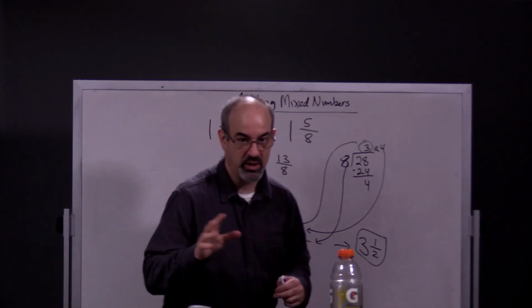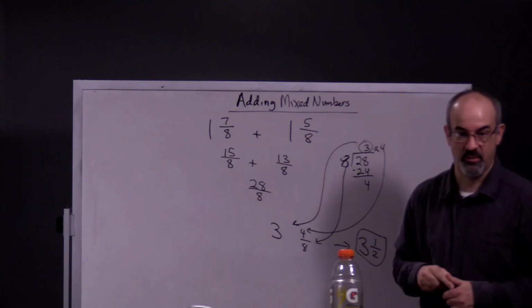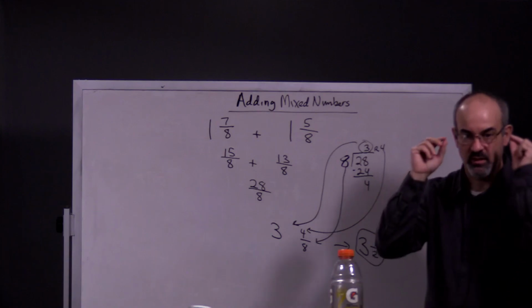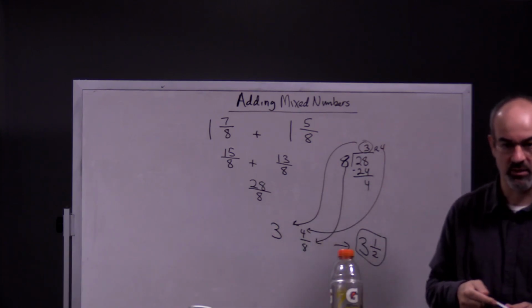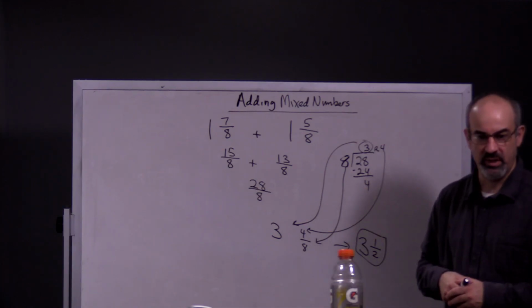Alright, so that should be a pretty good explanation on how to add mixed numbers. In the textbook, I don't know if they actually talk about adding, or if they just talk about mixed numbers in general, but it's like page 204 or 205-ish. I believe that's what it is.